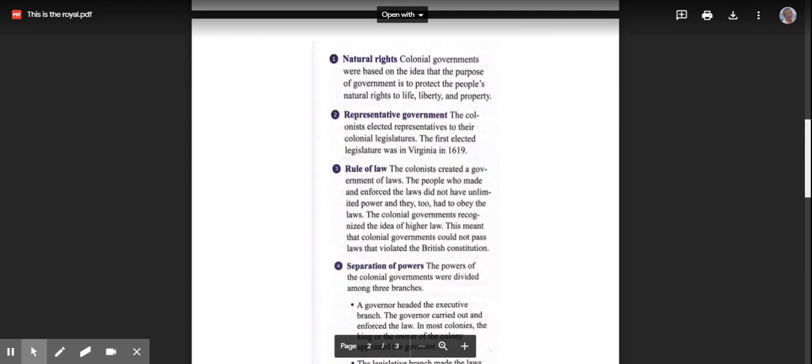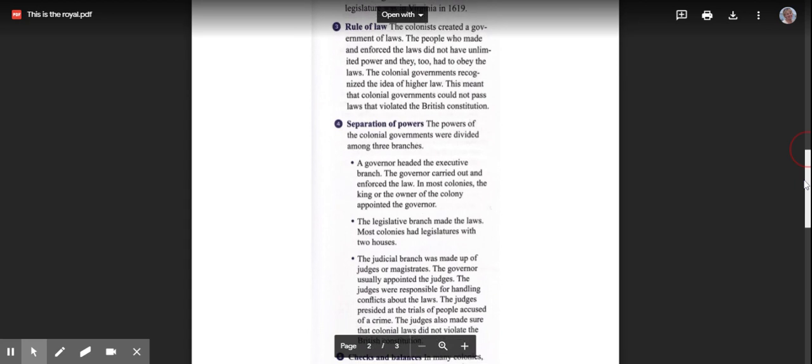Number three, rule of law. The colonists created a government of laws. The people who made and enforced the laws did not have unlimited power, and they too had to obey the laws. The colonial governments recognized the idea of higher law. This meant that colonial governments should not pass laws that violated the British Constitution.